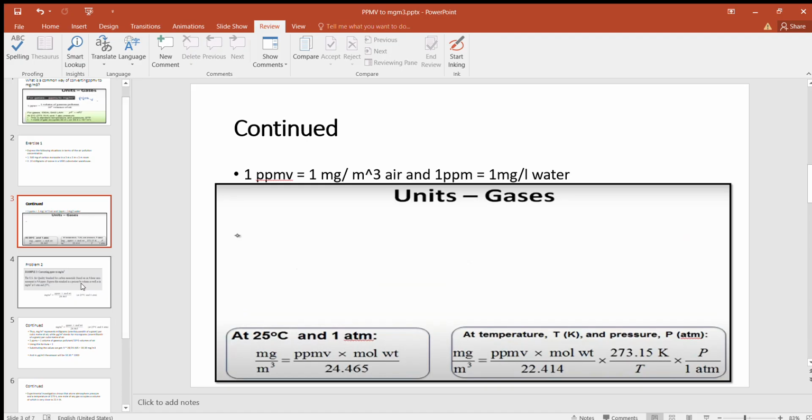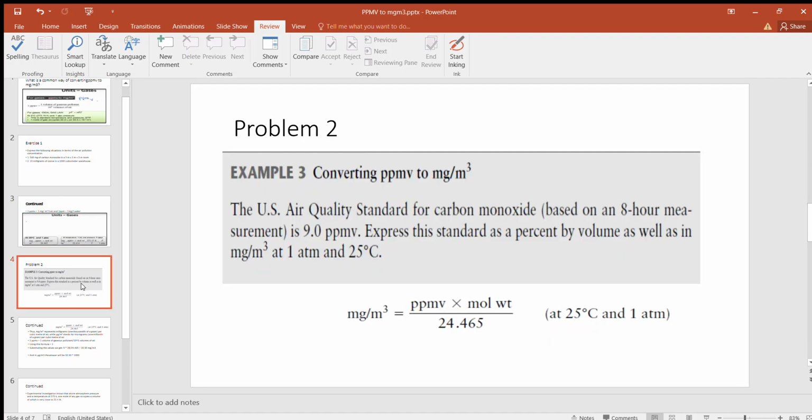Now we have a simple problem. You can see that the US air quality standard for carbon monoxide based on an 8-hour measurement is 9 ppmv. We have to express this standard in milligram per meter cube as well as microgram per meter cube at 1 atmosphere pressure. For the first part, we have milligram per meter cube is equal to ppmv into molecular weight upon 24.465, which is at our standard temperature and pressure.